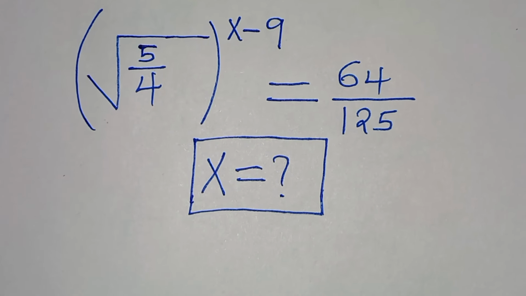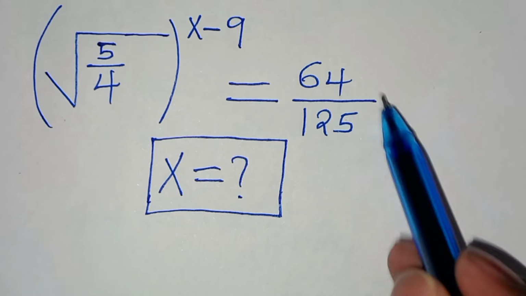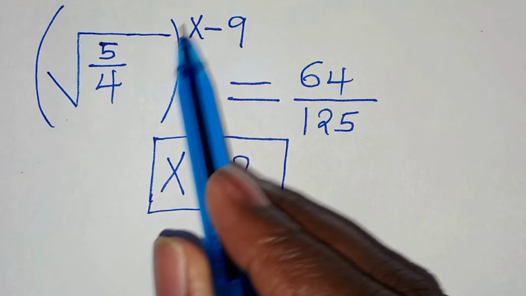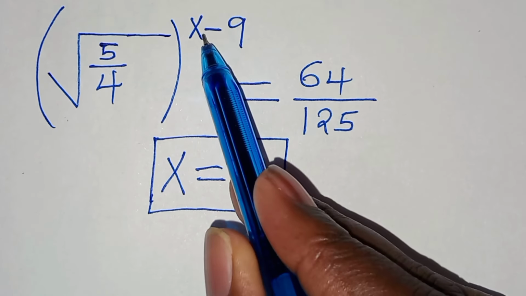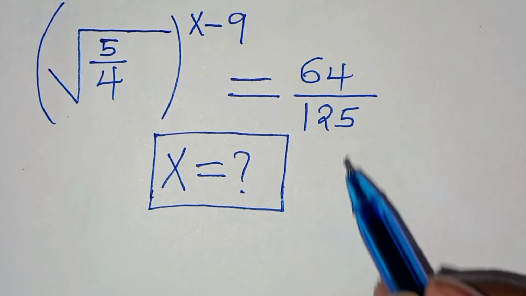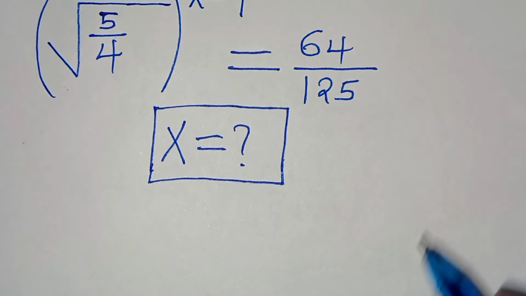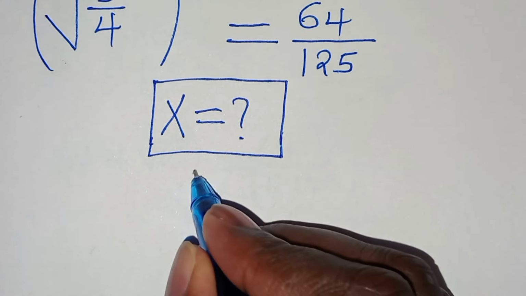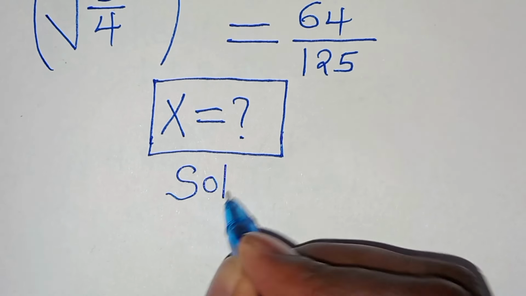Hello everyone, you're welcome to solve this nice exponential equation: the square root of 5 over 4 raised to the power of x minus 9 is equal to 64 over 125. So what is the value of x? Now let's provide a solution from here.